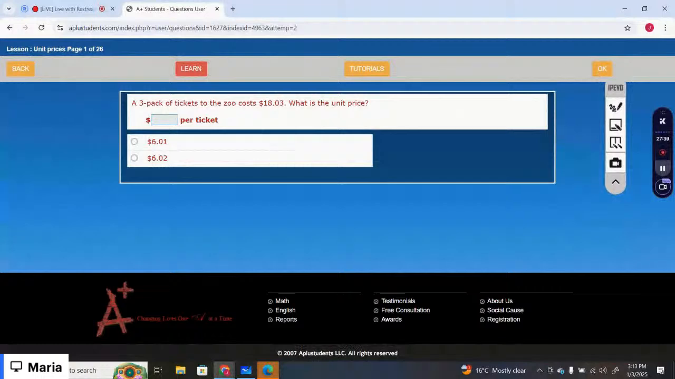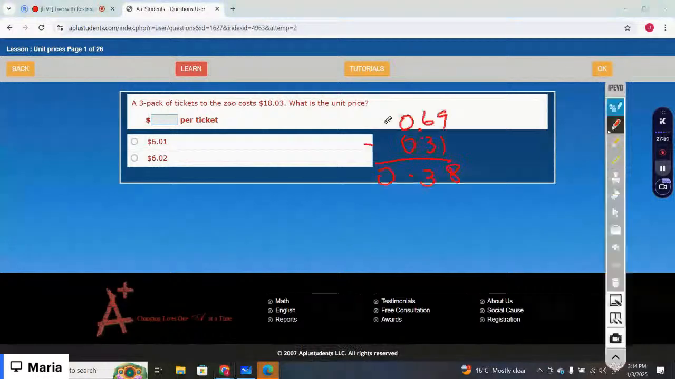A 3 pack of tickets to the zoo cost $18.03. What is the unit price? Now you can see here that is the price of the 3 tickets, right? You need to calculate the price of one ticket.